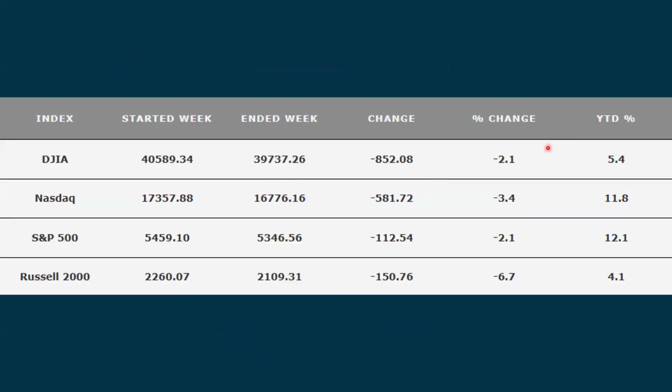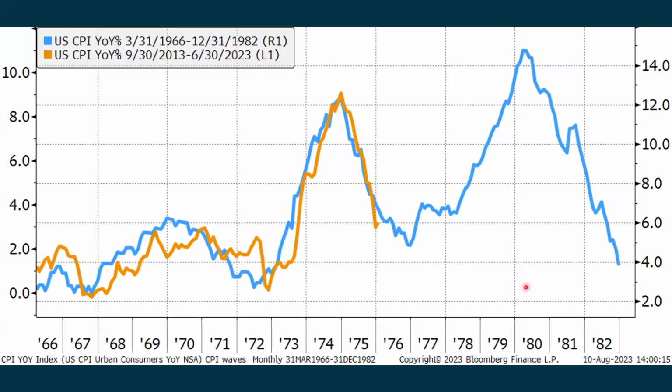Okay, so for the week, the Dow was down 2.1%. The NASDAQ got hit really big, down 3.4%. The S&P was down 2.1%. And small caps, which had been seeing this love lately and really moving up, well, they fell 6.7% this week.